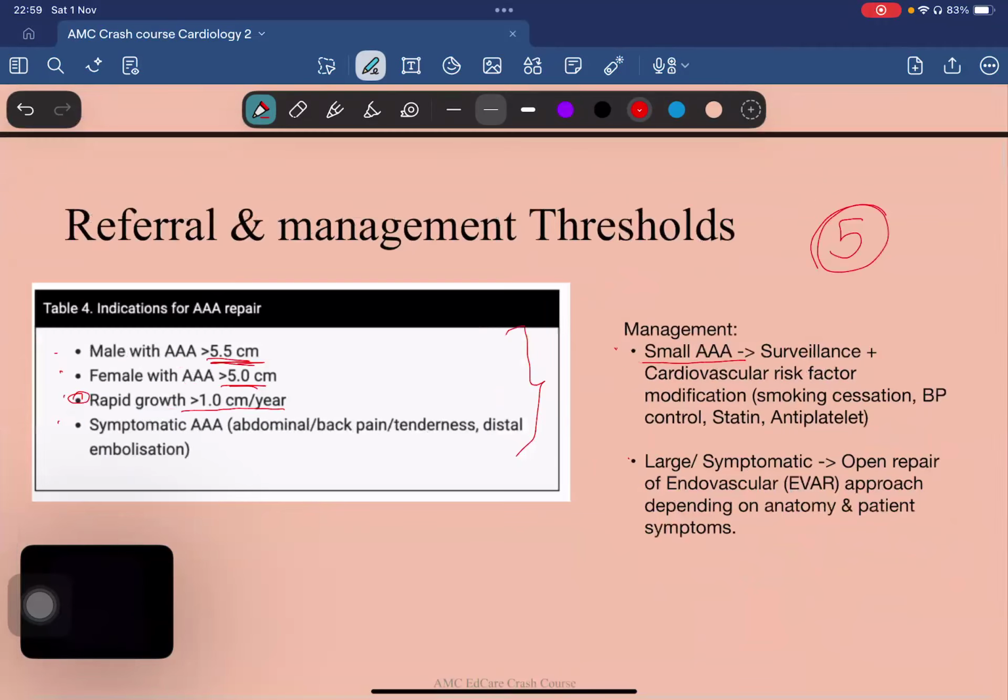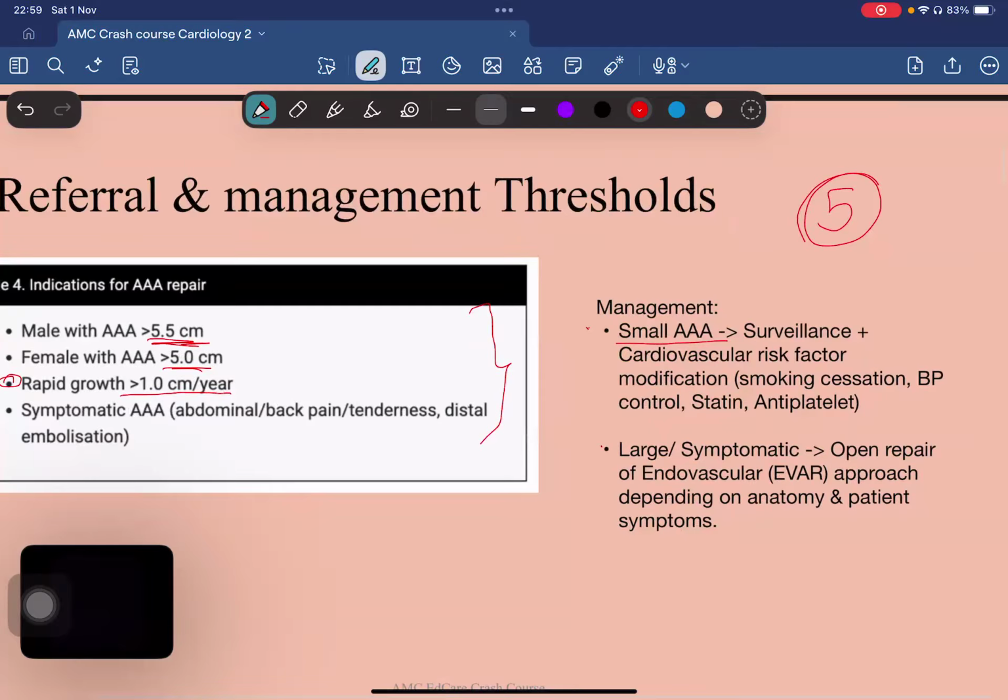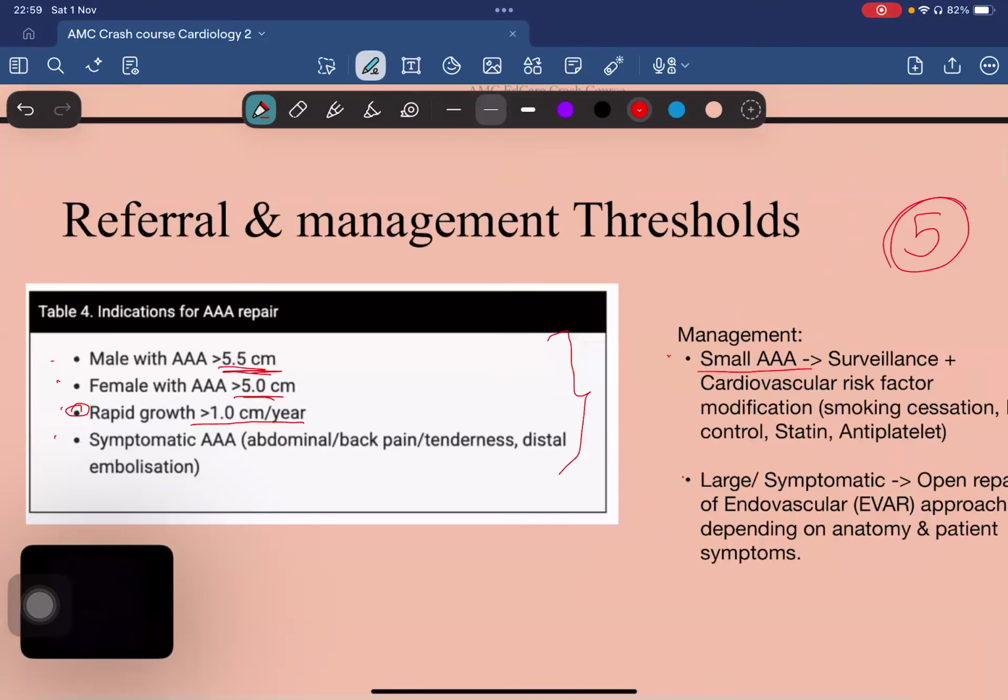So when it comes to small abdominal aortic aneurysm, we could just do surveillance, do screening, and then manage the cardiovascular risk. What we would usually do is strict blood pressure control, maybe give statins, smoking cessation or antiplatelet therapy. For asymptomatic small aneurysms, we would mainly just remember that you try to control the cardiovascular risk factors.